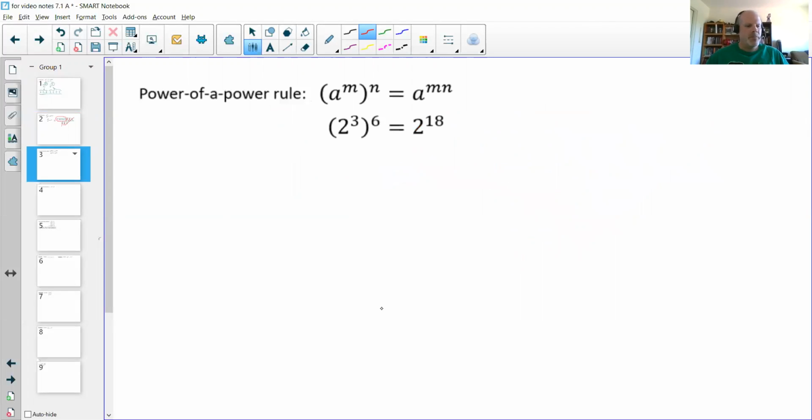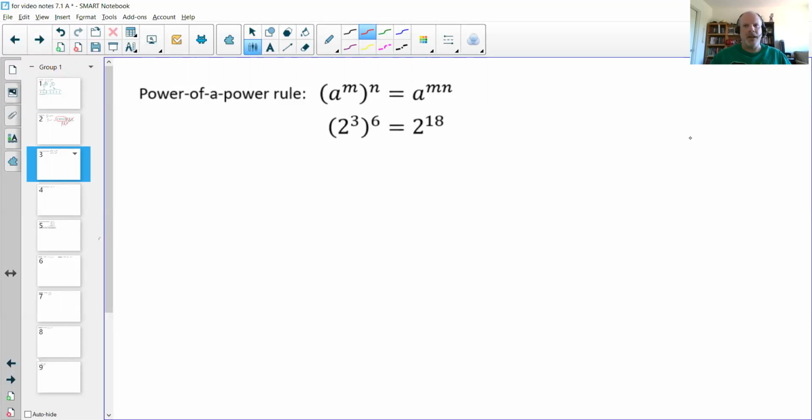Next rule is usually called the power to a power rule. This one says that anytime I have a power, like a to the m power, raised to an exponent, then I end up multiplying the two exponents. So if I have 2 cubed raised to the sixth, then this equals 2 to the 18th, which is 3 times 6.